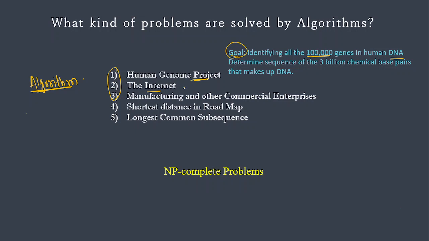So the internet also uses multiple concepts of algorithms and data structures, like hash tables. You will study hash tables, and a hash table is used to store and get the position where this particular word algorithm is stored. Then we use the shortest path algorithm.